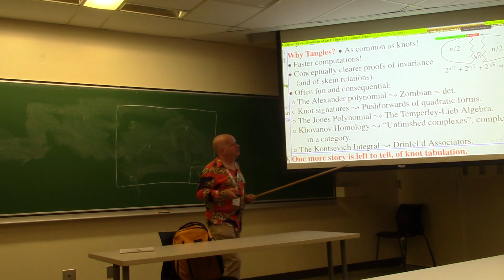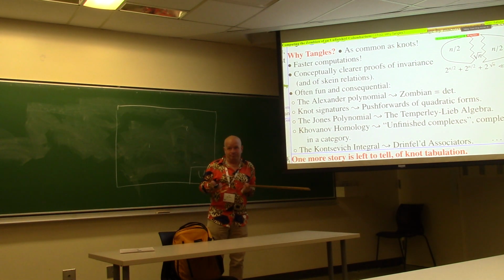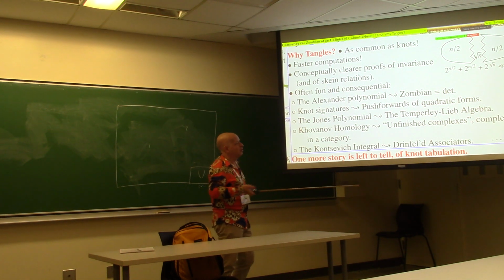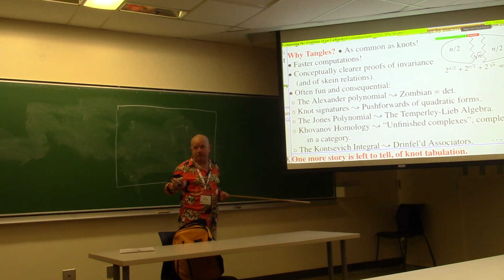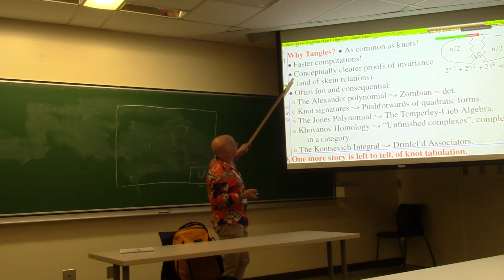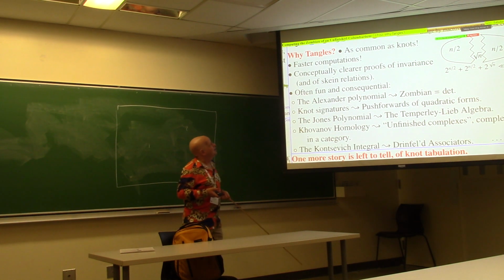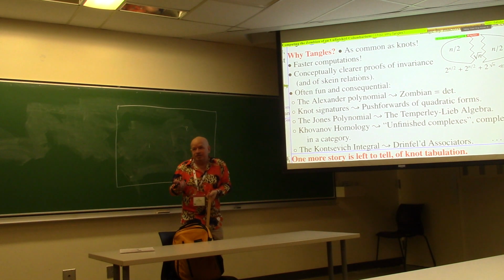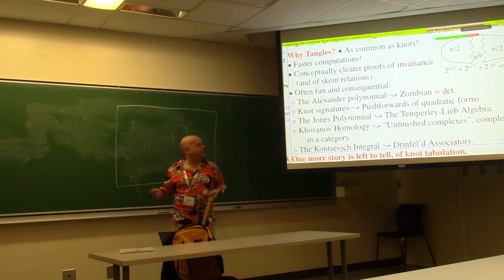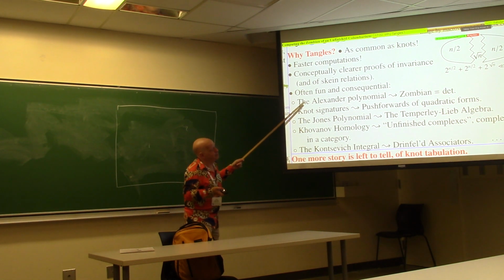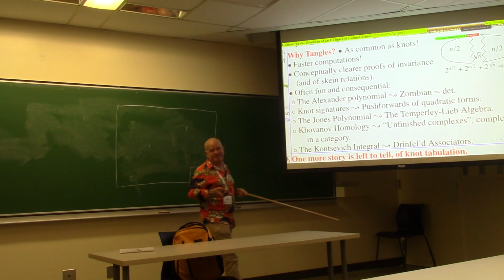So you gain a lot once you know how to extend your Zombian to unfinished knots. You get conceptually clearer proofs of invariance because basically the Reidemeister moves are equalities between tangles. And the main reason is that often it is fun and consequential.